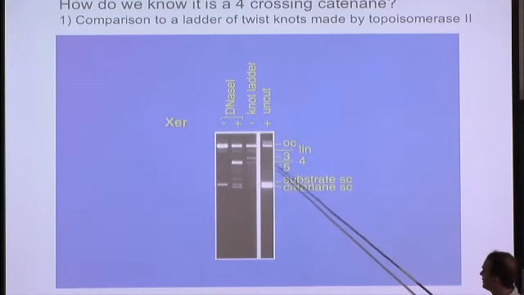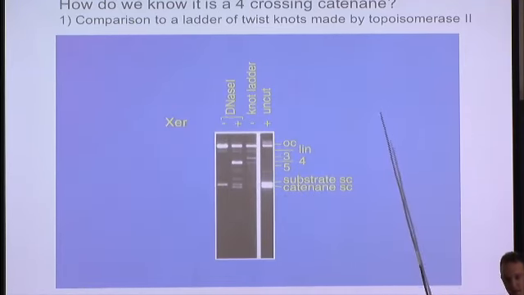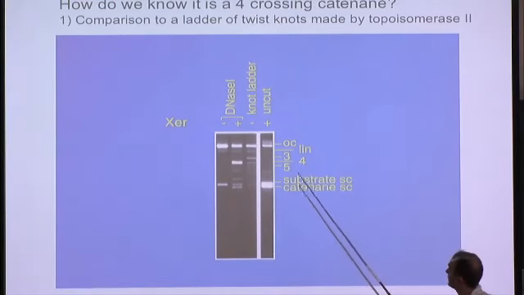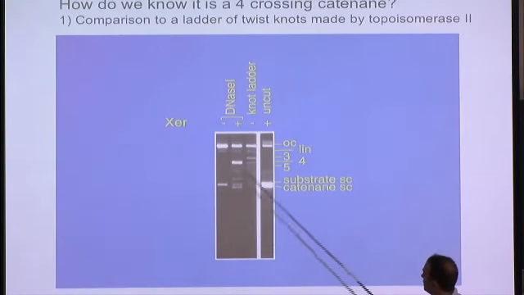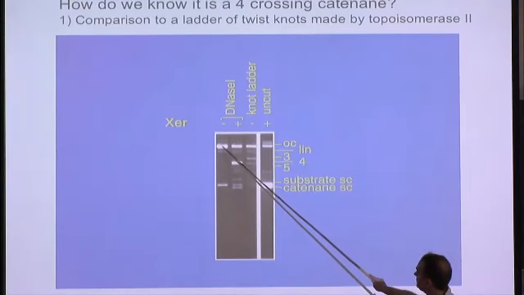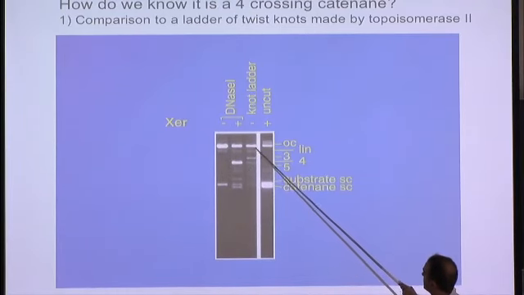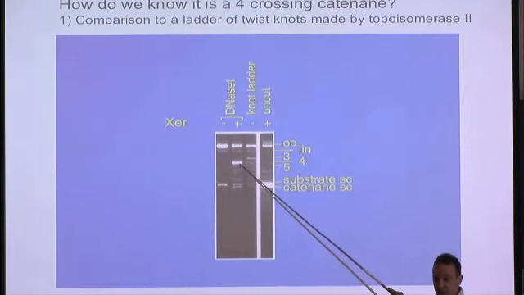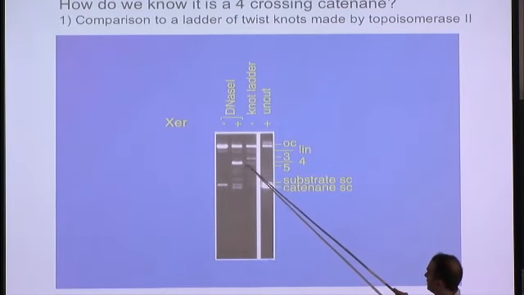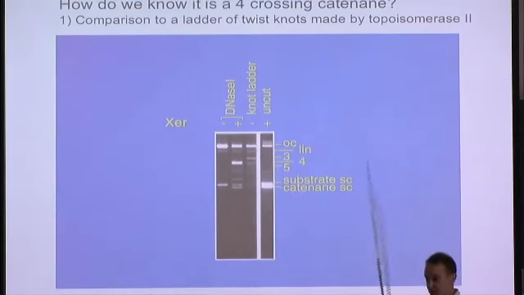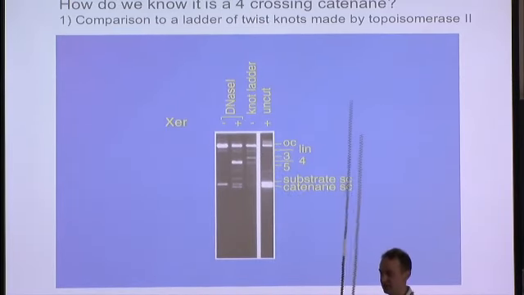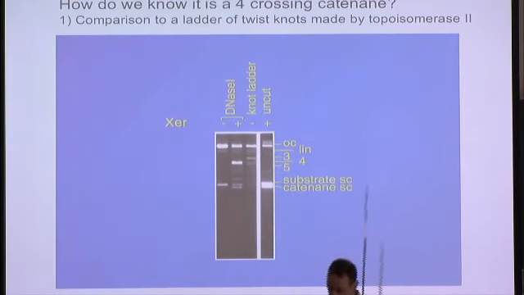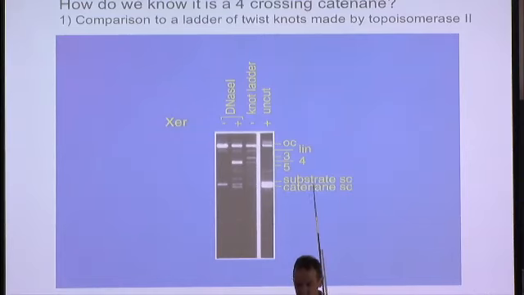And if we start with a DNA molecule that's the same size as the DNA molecule that has the XCR recombination sites on it, so this is the unknotted circle. These then are the knots made by topoisomerase 2, and the catenane made by the XCR recombination system runs at the same place as this 4-noded twist knot. So that tells us that it's a species that has 4 crossings in it. We can analyze it in other ways.